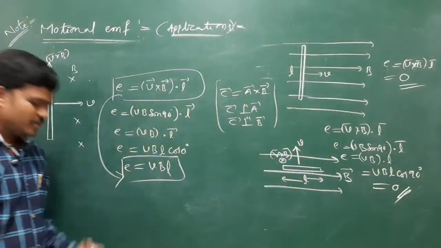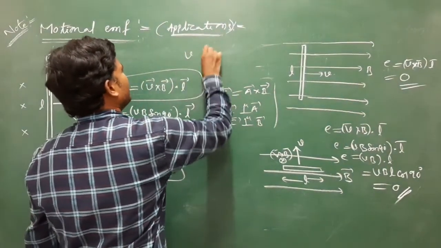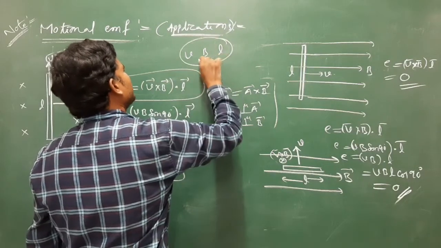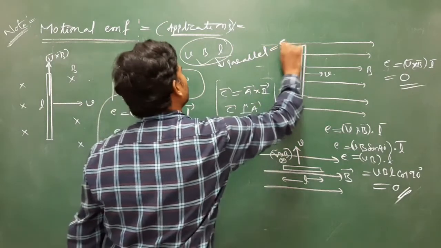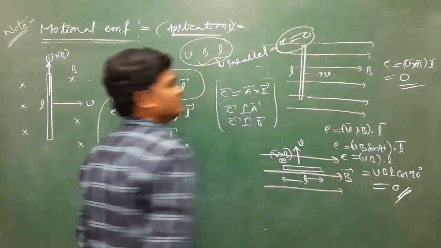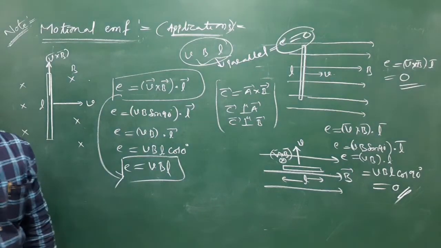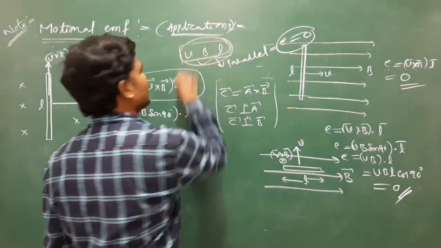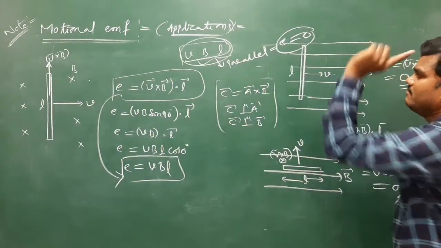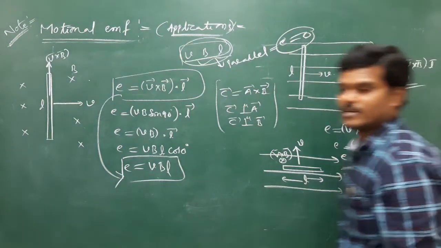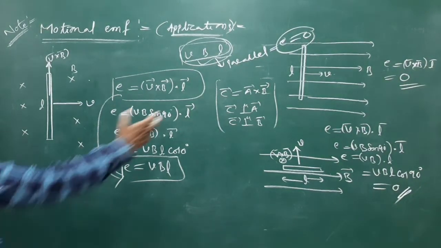0. So in a simple way, out of the three, V, B, L, all are vectors. If any two are parallel, then blindly you write EMF is 0. If all are perpendicular, then V B L. So if any two vectors are parallel, then EMF is 0. Okay. Practice the cross product rule a number of times.